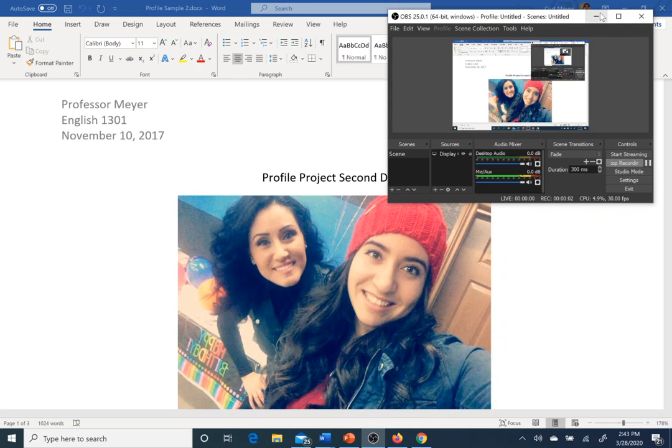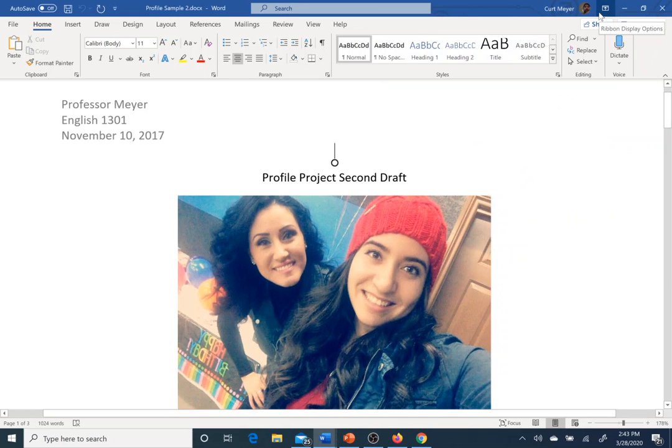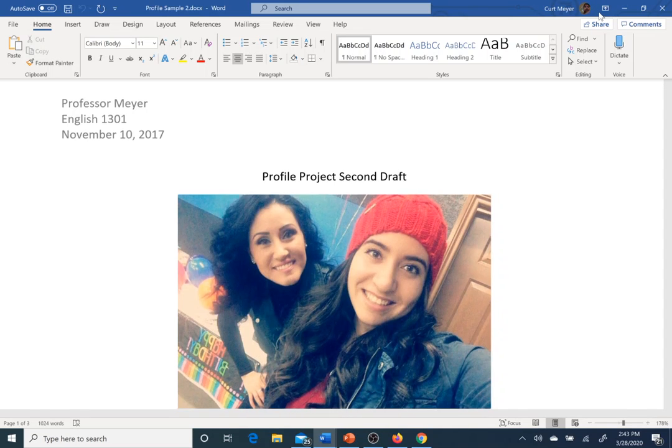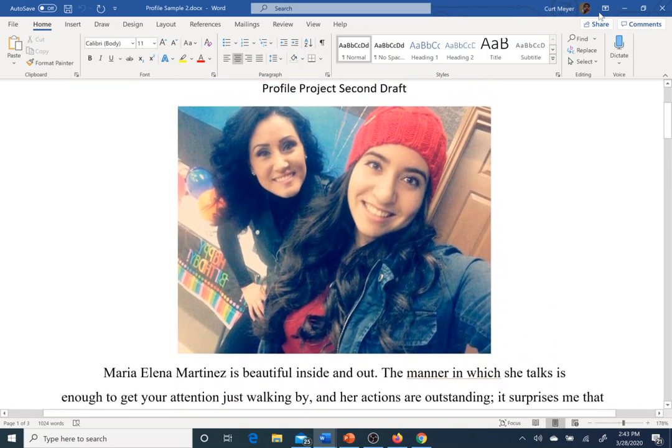Okay, now we're moving into the discussion of our second sample profile. This one is very much like the first piece in that it's a profile of an artist. In this case, it's the student's aunt.